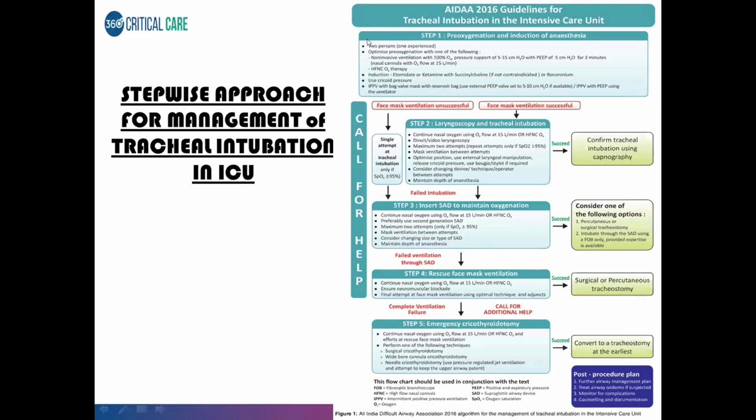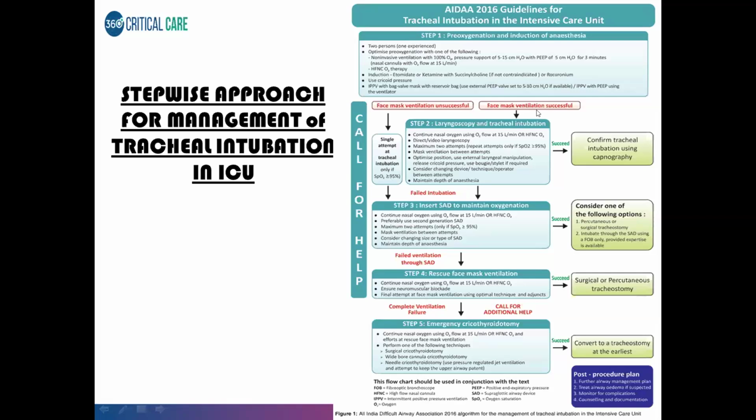And as a muscle relaxant, you can use succinylcholine, if contraindicated, rocuronium. Use cricoid pressure and give intermittent positive ventilation with bag mask ventilation. If your face mask ventilation becomes unsuccessful, then in a single attempt you have to try to put the endotracheal tube. That is very important. Don't wait till you reach 100% or 95% saturation. If you're feeling it is very difficult, just try to intubate this patient.